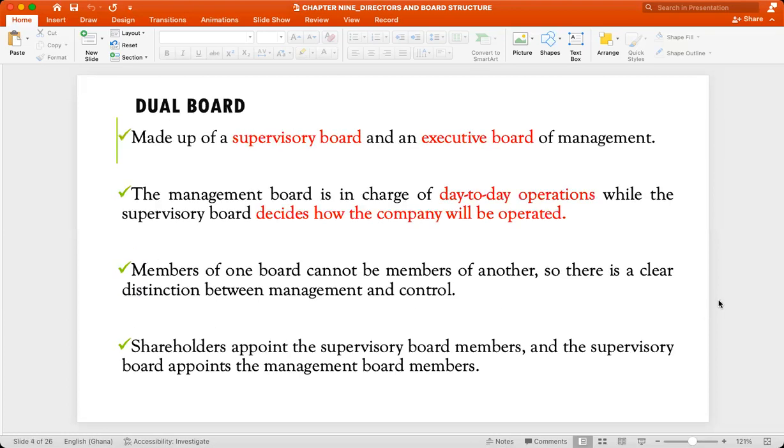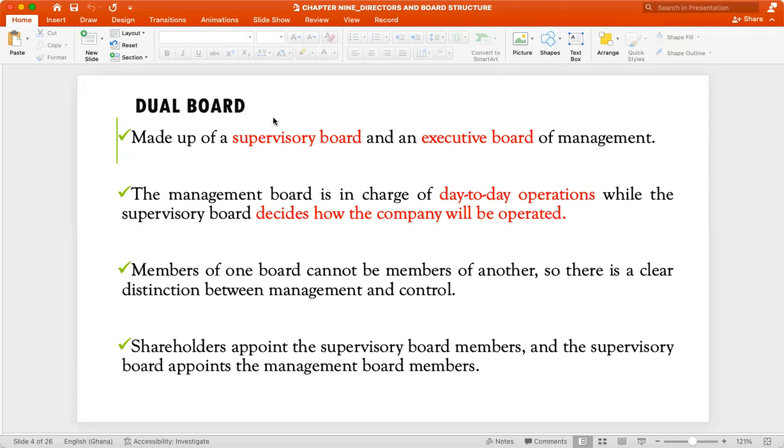Then we have the dual board. It's made up of a supervisory board and an executive board of management. So in the dual board structure, we will normally have two boards. So those that we would have called non-executive under the unitary board, now together will form what is known as the supervisory board. Okay, and those that we would have referred to as the executive directors will together form what is known as the executive board of management.